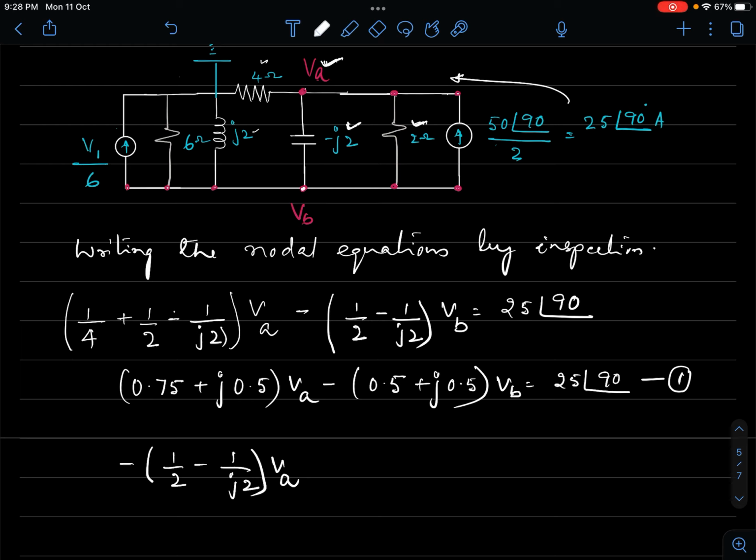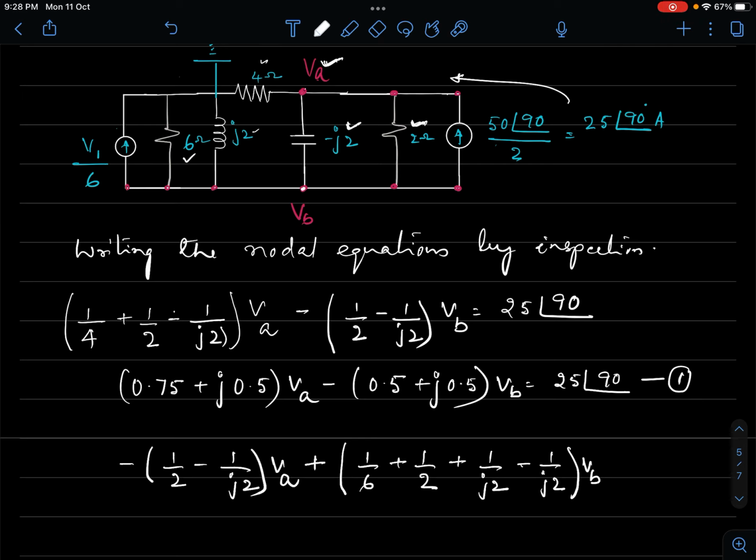Okay, common between VA and VB, right? And plus the sum of all the admittances that are meeting at node B. Sum of all the admittances taken at node B, that will be equal to, how many are there? So at node B, we have 1 by 6, so we will write 1 by 6. Then another resistive part, we will take 1 by 2 plus 1 by 2, and then plus 1 by J2 minus 1 by J2. Okay, this whole thing into VB.